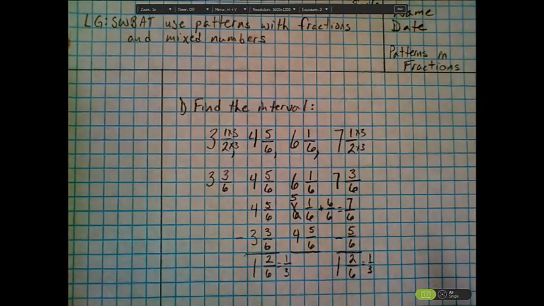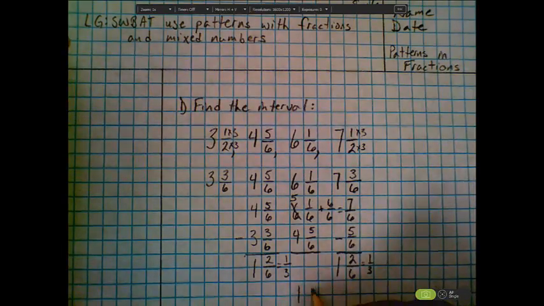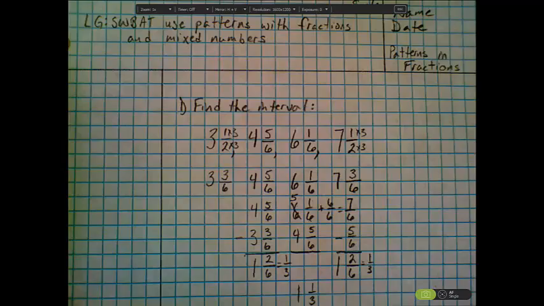So the interval looks like it's going to be 1 and 1/3.